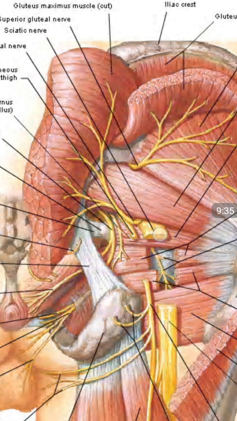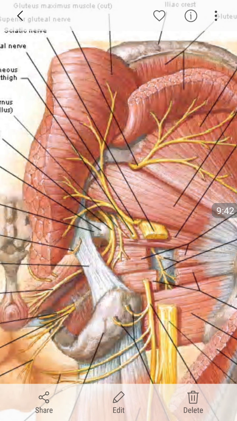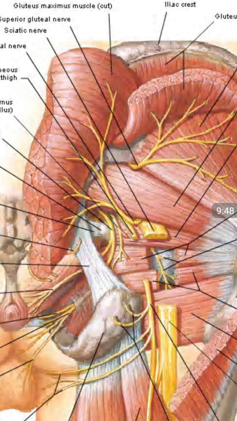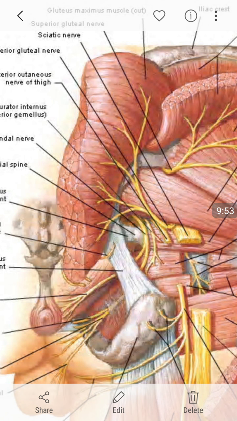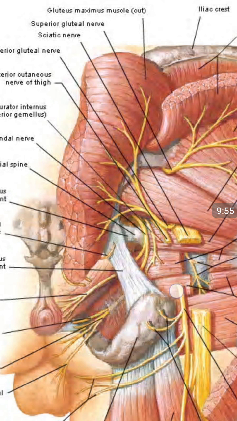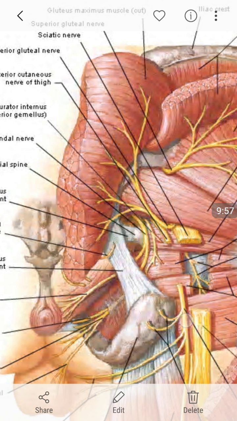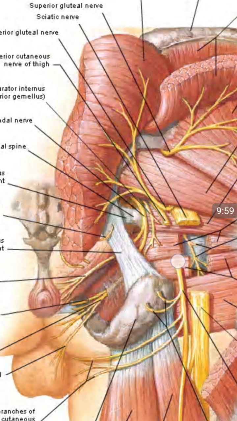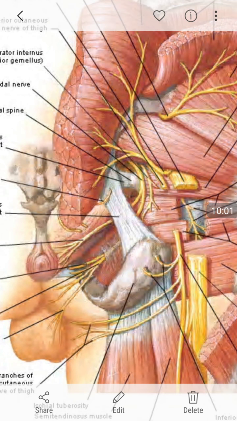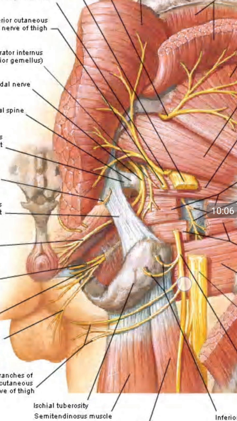Now here you are looking at this thick one, this is called the sciatic nerve. It is also coming out of the pelvis through the inferior border of the piriformis muscle. And just parallel to this, here we have the posterior cutaneous nerve of the thigh. This is the cutaneous nerve which supplies the largest area of the skin in the body.